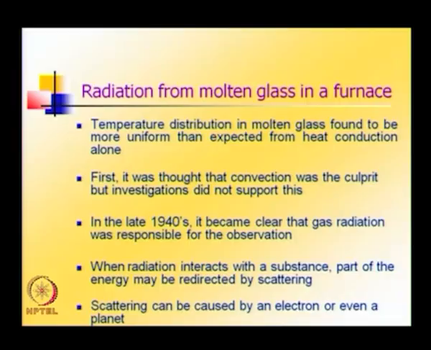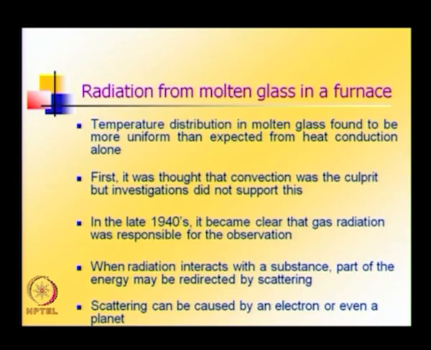Then they thought that convection is the culprit. There may be some convection at the boundary, then you put Q equals hA delta T, minus k dT by dx equals hA delta T at the boundary and all that. They could not get agreement. Finally they found out the glass itself has emission and absorption characteristics, and therefore you have to integrate this conduction with the equation of transfer. So in the late 40s it became clear that gas radiation was responsible for the observation.